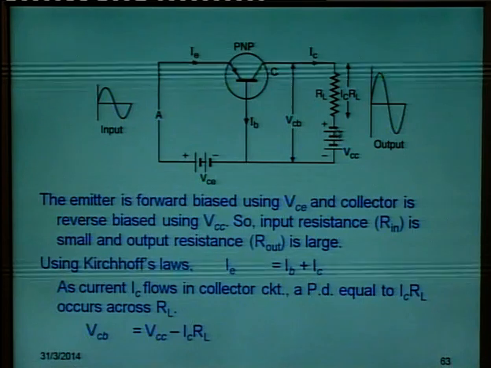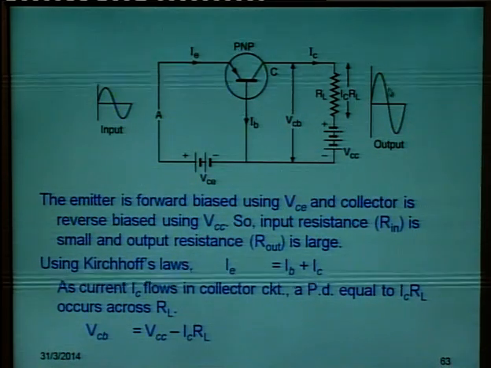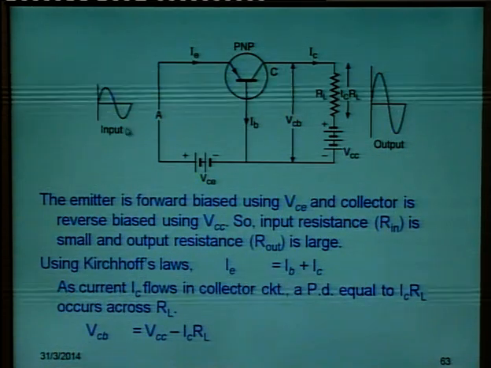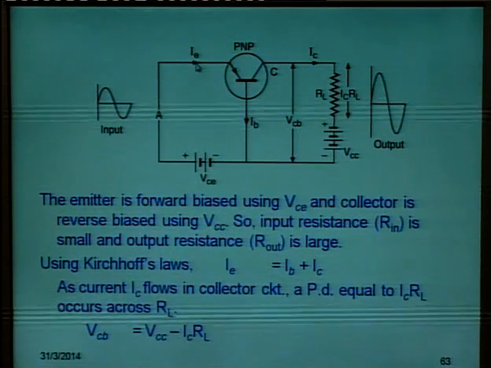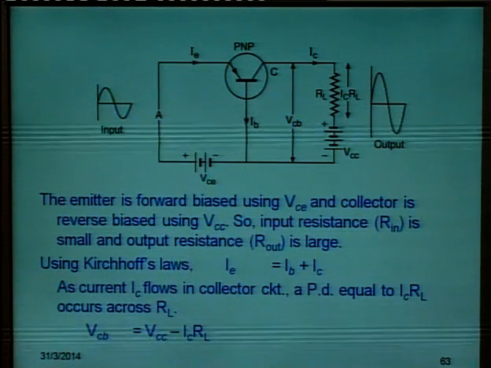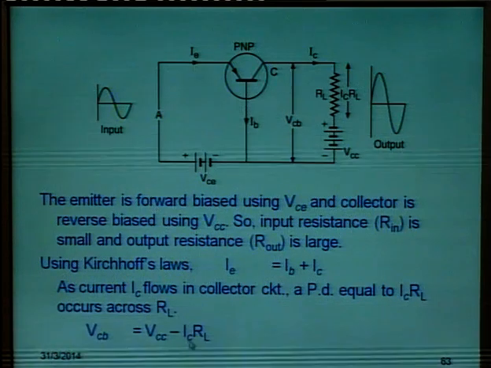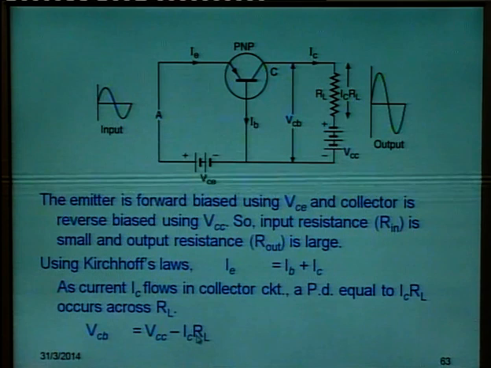VCV has decreased means it has become less negative. Less negative means more positive. Now, when negative half cycle comes, it decreases the forward biasing, emitter current decreases, collector current too decreases. So, the voltage drop across the load resistor decreases.